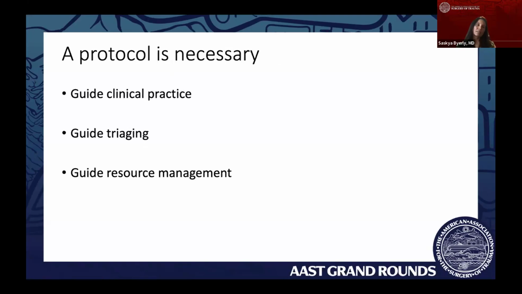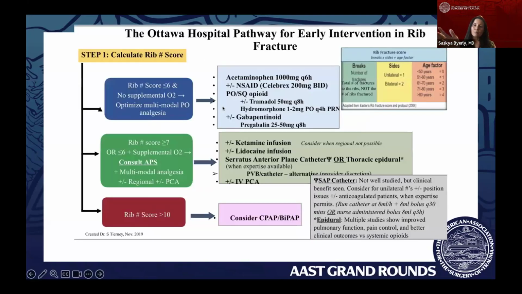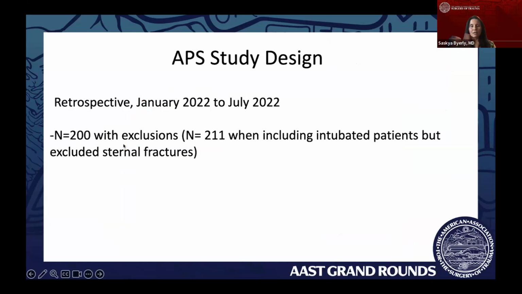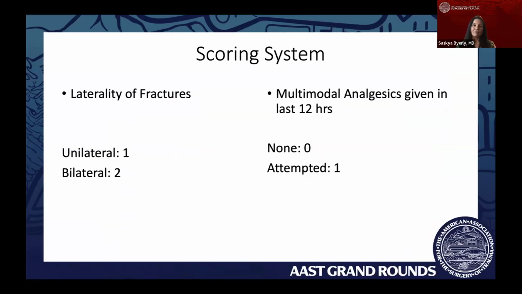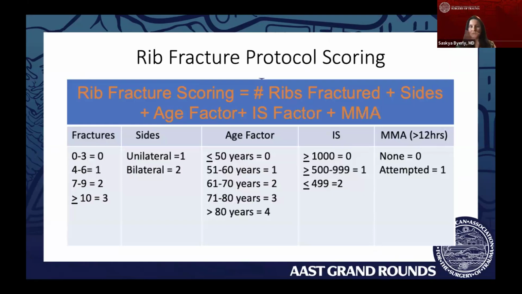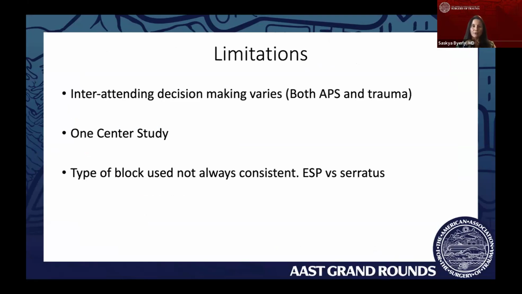In terms of how our anesthesiologists came up with their protocol, they went off of this Ottawa rib fracture protocol, which I think is led by Dr. Tierney, and ours is an adjusted version of this one. Our anesthesiologists looked at their own data, modified a few things, and decided that 5 was the perfect cutoff for us. So that's what we use as our consideration to have APS look at our patients for a peripheral nerve block that they might benefit from.